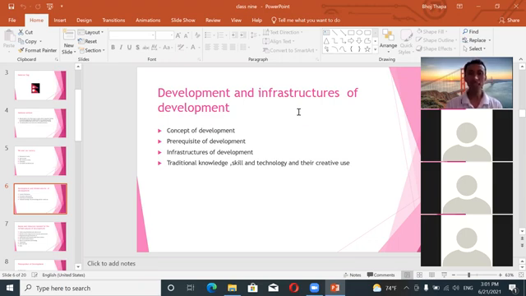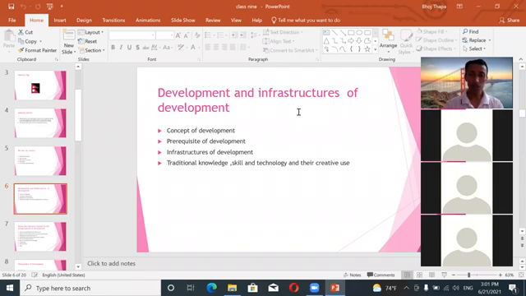To provide clean drinking water to the village, we need pipe, water source, labor. These are the infrastructures. In the same way, what are the infrastructure of development for a country? These are the things we are going to discuss in this unit.